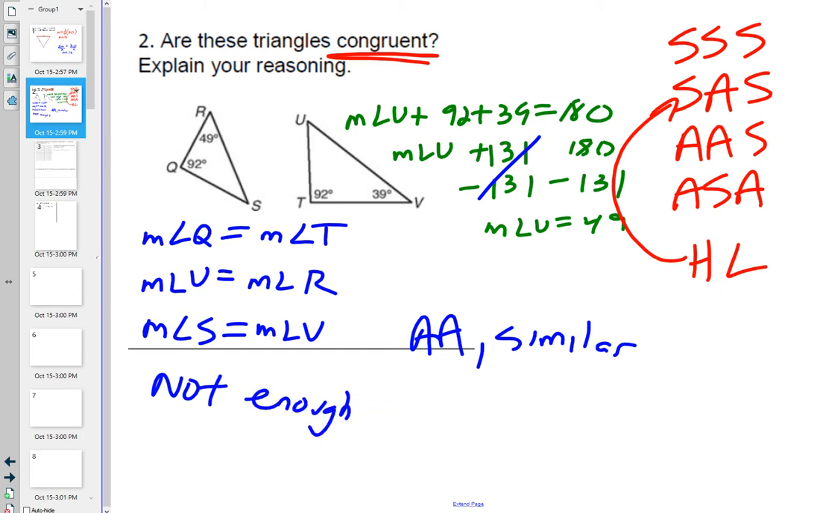There is enough information to prove similarity, but not enough for congruence. They'd have to give us at least some information about a side. We'd have to know that a pair of corresponding sides at least were congruent.